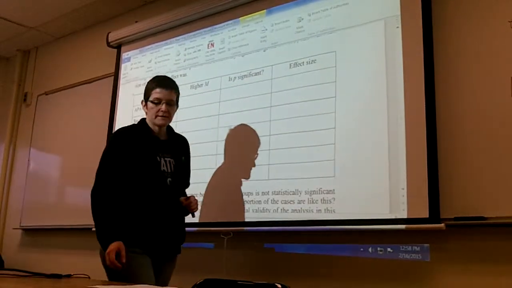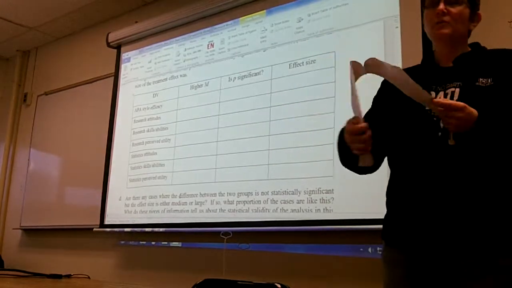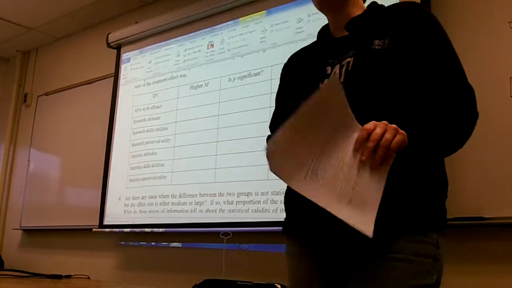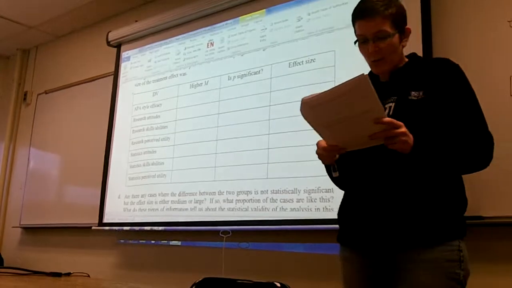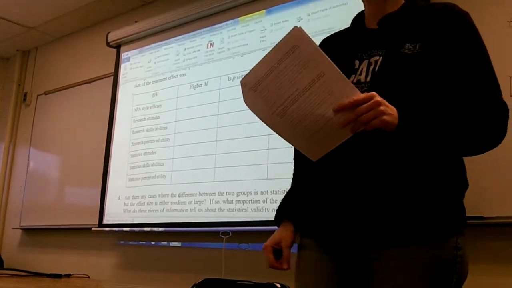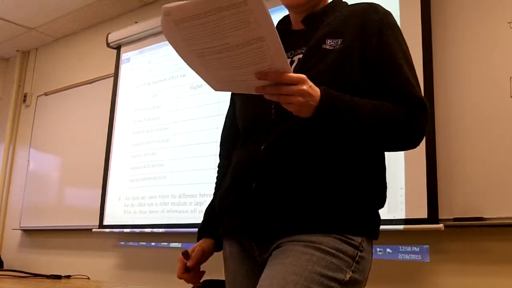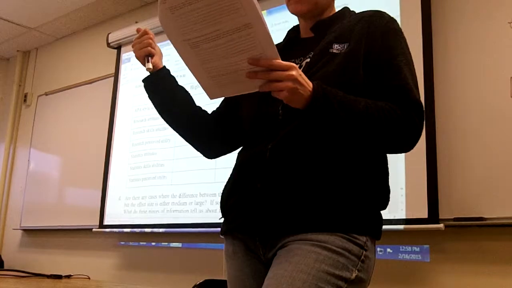Okay, so what did you guys find? In every case, which group had the higher mean? The experimental group. Okay, in every case, the experimental group had the higher mean. Okay, in which cases was the p significant given an alpha of 0.05? Research perceived utility. Okay, research perceived utility. What else?